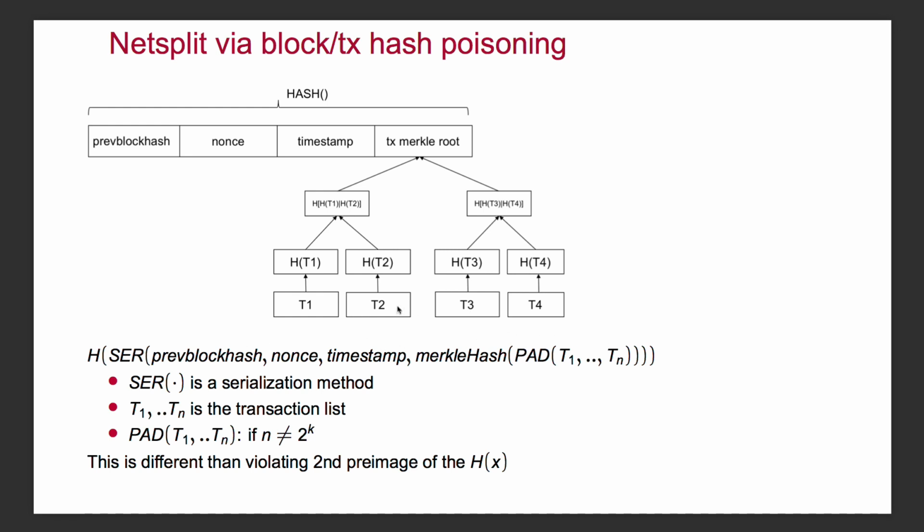And also, here in the picture we have 4 transactions, but what if we have 3 transactions? Then we are going to have a missing field here, and we'll need to come up with something to put here, because we can't compute the Merkle tree if the number of transactions is not 4 or 8 or 16 or a power of 2. So that we denote with the pad function. We need to pad transactions so that the number of transactions is a power of 2.